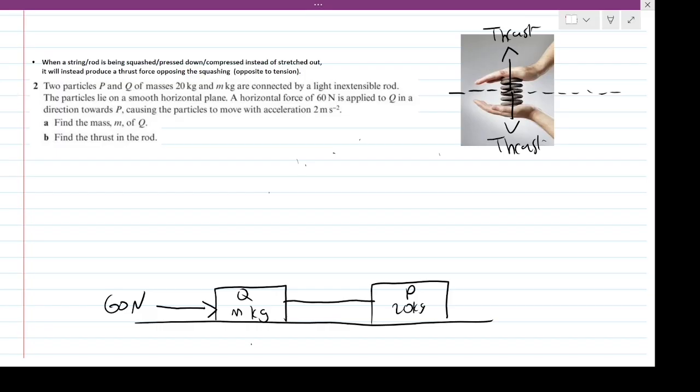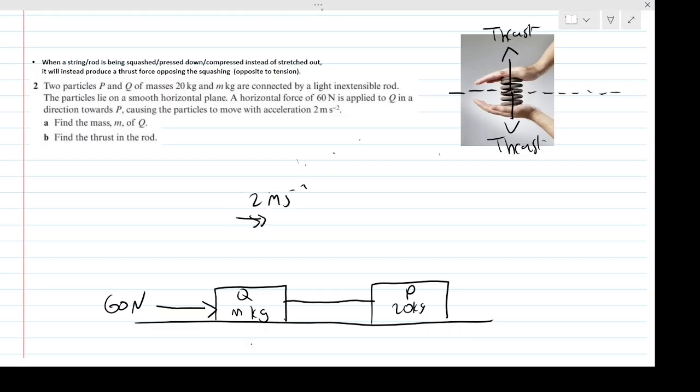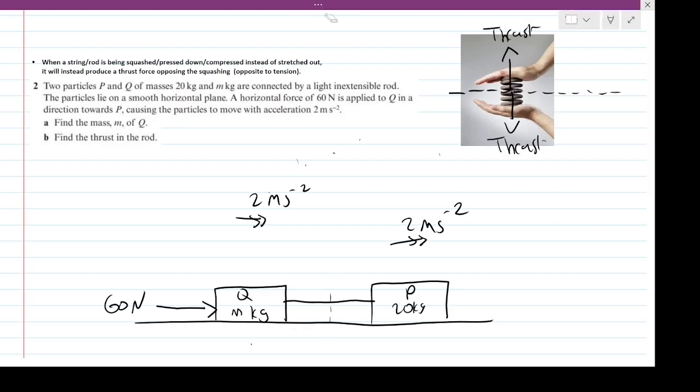Then it says it causes the particle to move with acceleration 2. So it's going to want to move to the right, if it's being pushed to the right. So the acceleration is 2. Right. Now, again, you might be thinking, well, there's going to be tension, right? But it's not tension. That's why I went over this example. It's not tension here. Why?